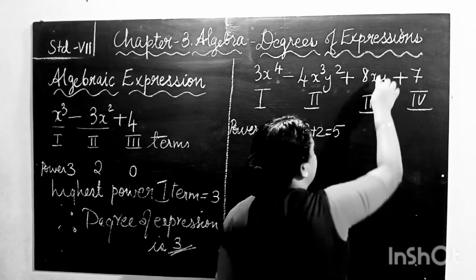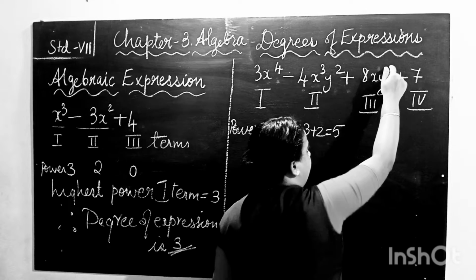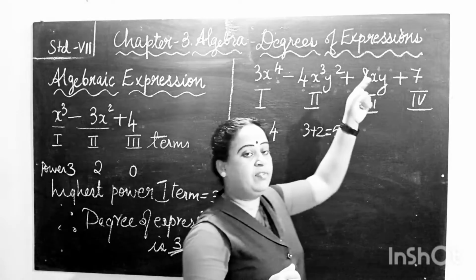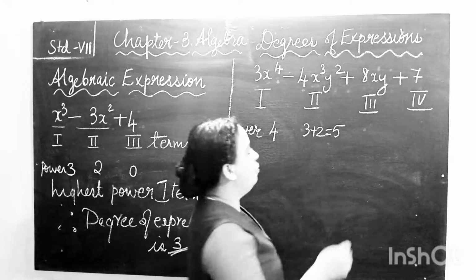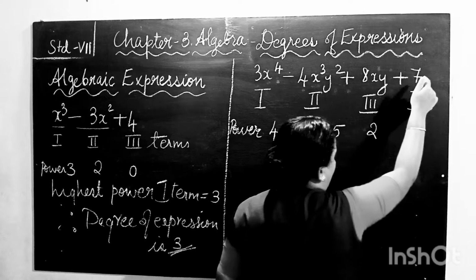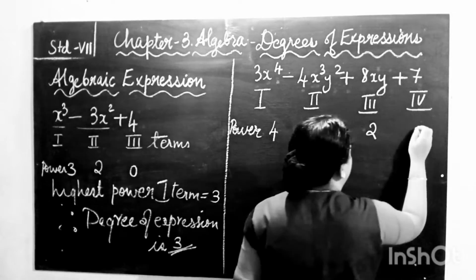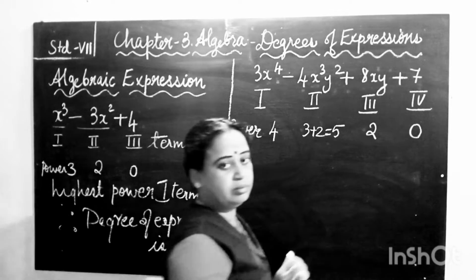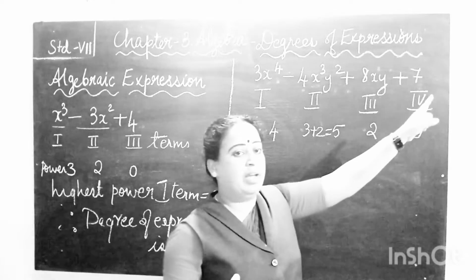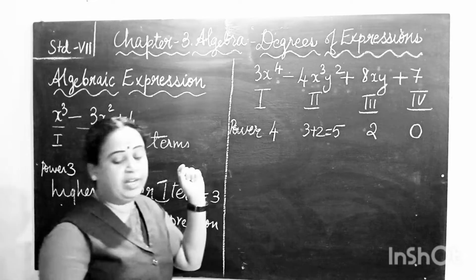In the third term, the power is 1 for the x variable and 1 for the y variable, so 1 plus 1 is 2. Now in the case of the constant, there is no variable, so there is no power, so it is 0. The power of a constant term can always be considered 0.